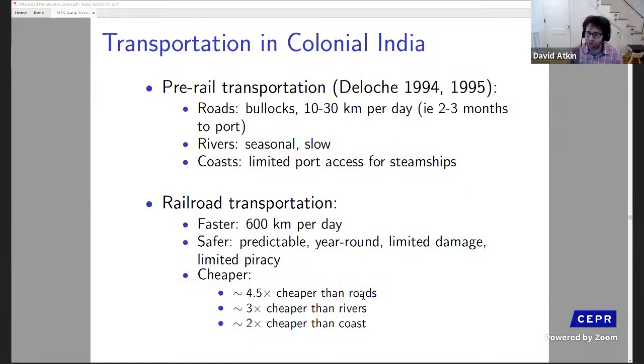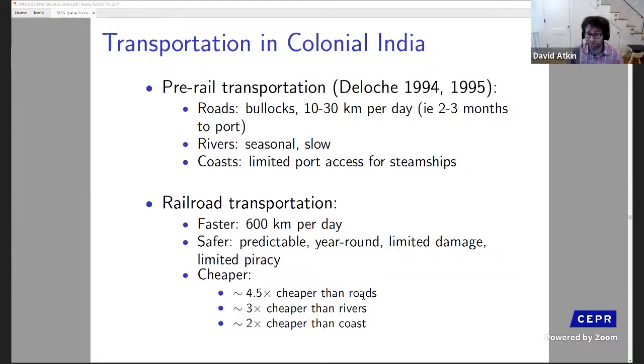Okay, so what exactly is this railway shock? So it's basically a new technology that's massively better than the existing technology. Previously, it was some combination of bullocks traveling on roads. It may take 2 to 3 months to reach the port. Rivers, which are very seasonal and slow, and coasts, which have kind of limited port access for the newer ships.